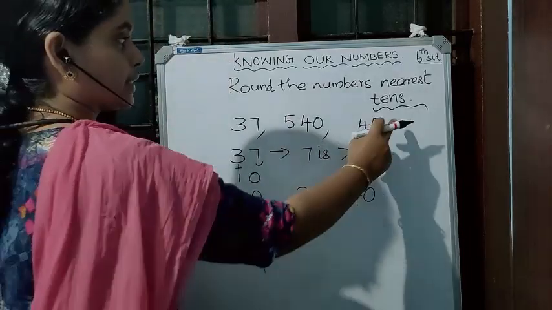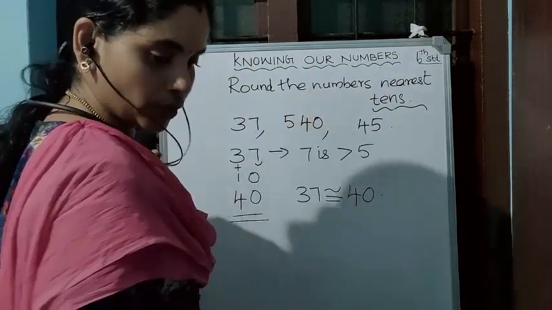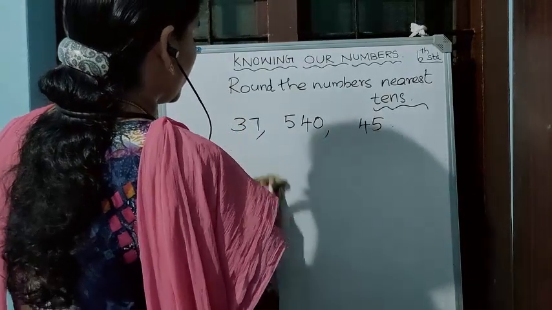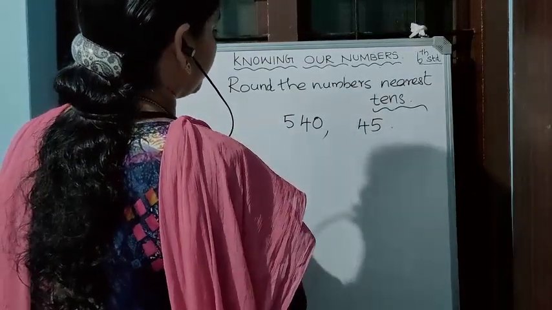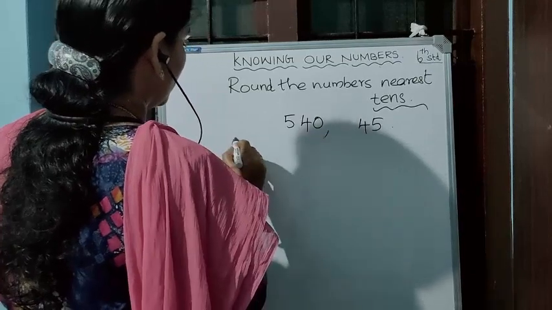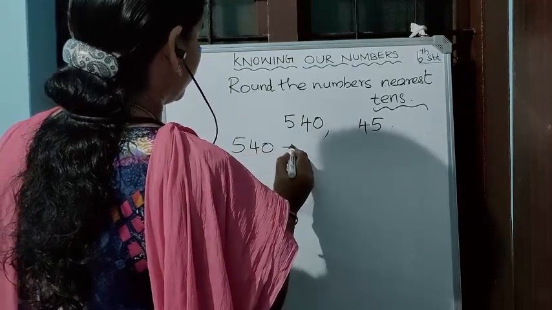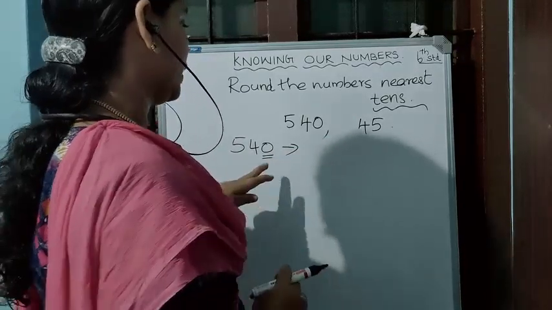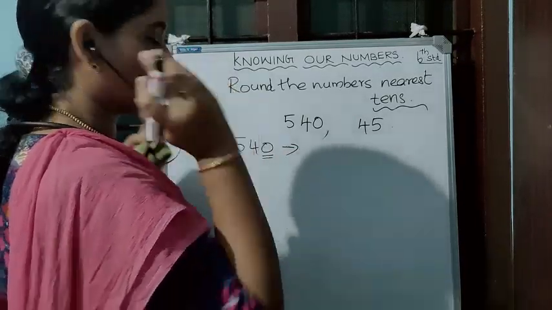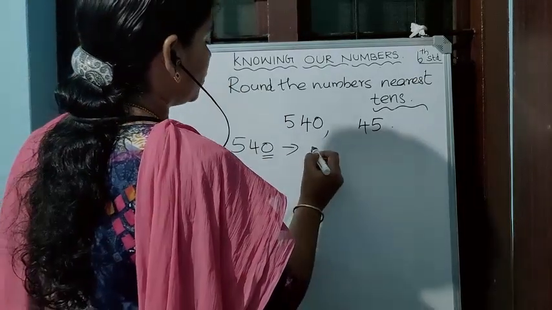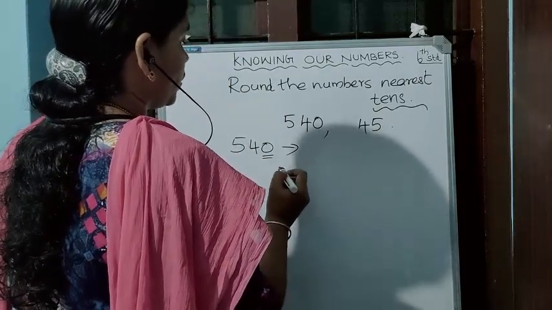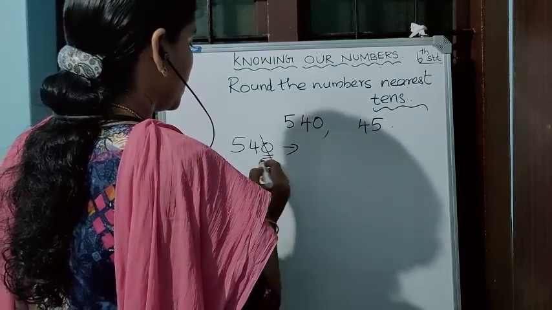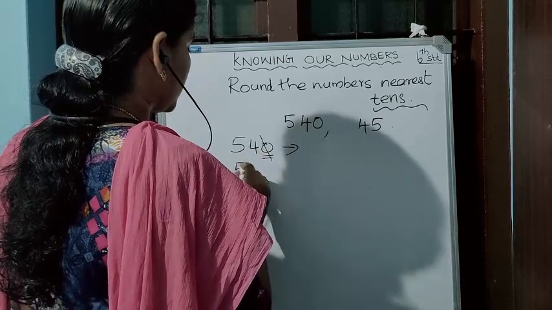Okay, nearest tens. Let me check with another example, that is 540. In 540, check the ones place number. Here the ones place number is 0. 0 is less than 5. So what we will do? Ignore this number and write down the same number.